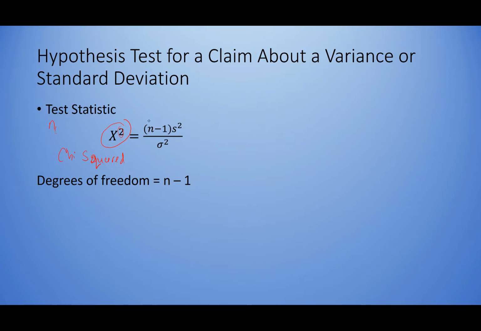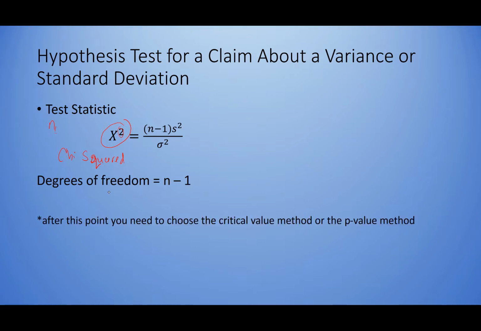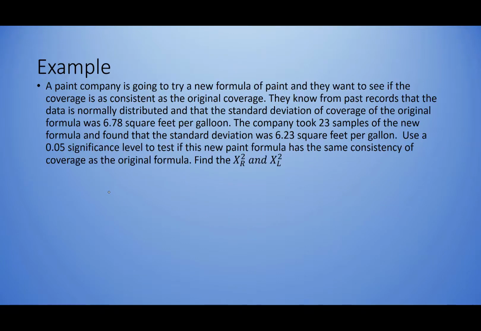Now our symbols over here are all ones that we've seen previously. n is our sample size. s stands for our sample standard deviation. And our sigma down here stands for our population standard deviation. Once we get that computed, our degrees of freedom that we would be using for our table would be n minus 1. And then from that point, you would need to choose whether you're going to use the critical value method or the p-value method. So here's our example.